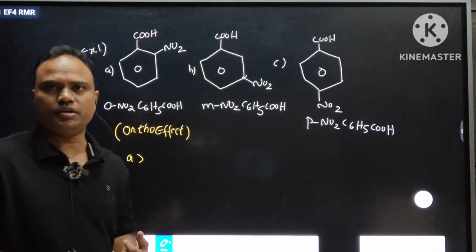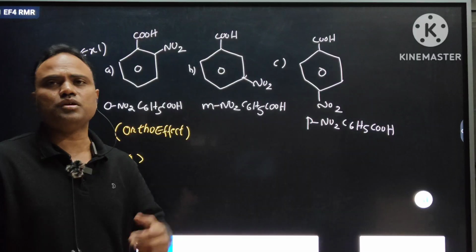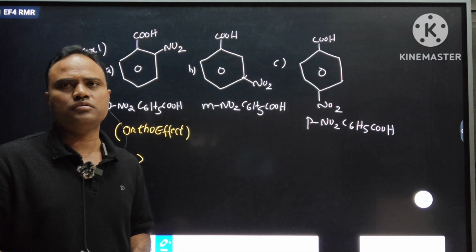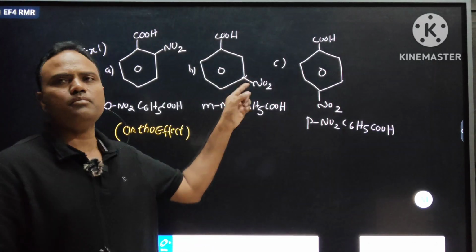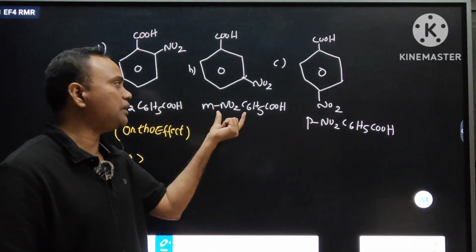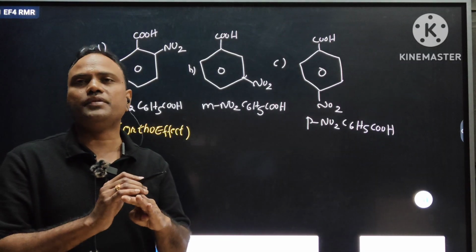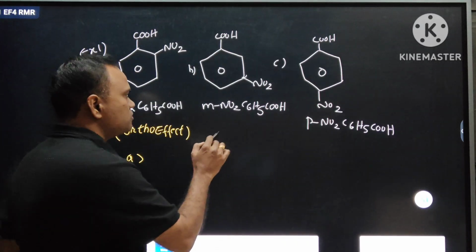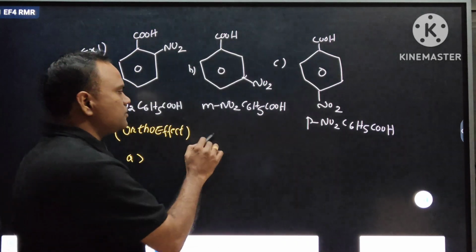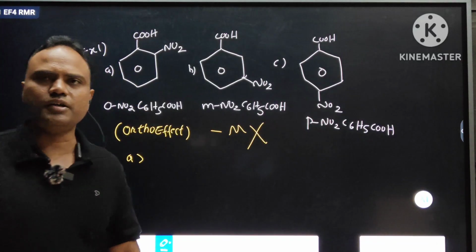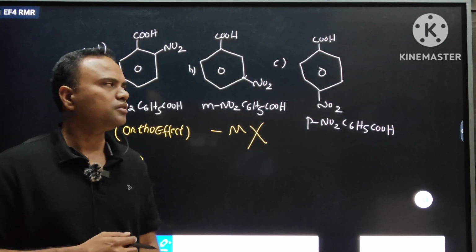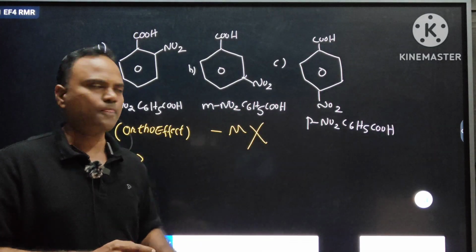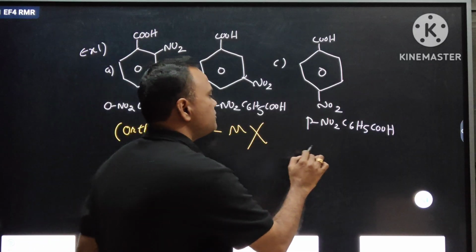Now how to compare the acidic nature of B and C? A very important point; old students know already, new students see. If any minus M group or plus M group is present in the meta position, its effect does not work. Its minus M effect does not work, and its plus M effect does not work. NO2 is basically a minus M, so write minus M and cut it. Theoretically minus M appears here, but its effect does not work.